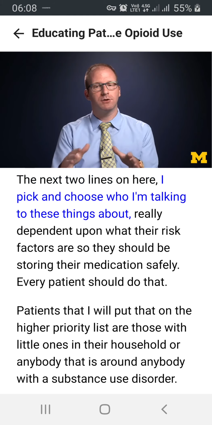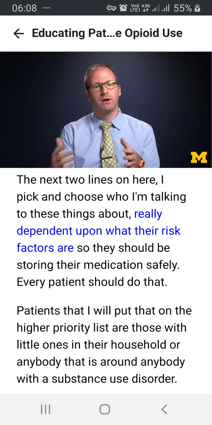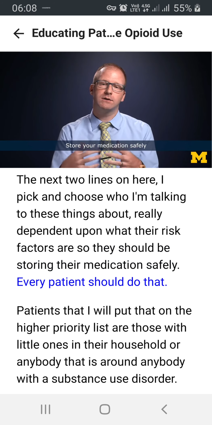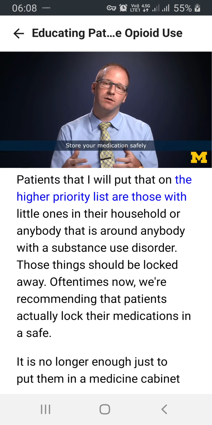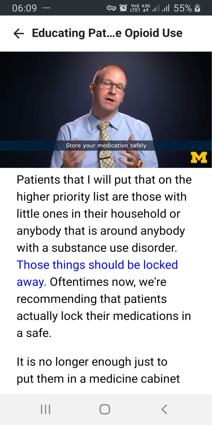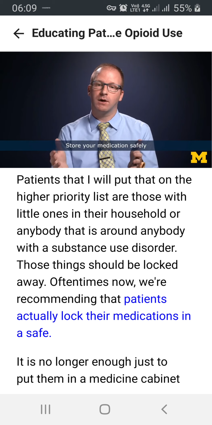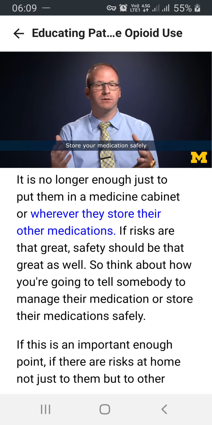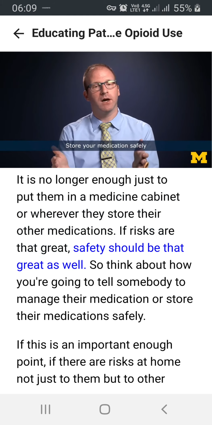The next two lines on here, I pick and choose who I'm talking to about these things, really dependent upon what their risk factors are. So they should be storing their medication safely. Every patient should do that. Patients that I will put on the higher priority list are those with little ones in their household or anybody that is around anybody with a substance use disorder. Those things should be locked away. Oftentimes now we're recommending that patients actually lock their medications in a safe. It is no longer enough just to put them in a medicine cabinet or wherever they store their other medications. If risks are that great, safety should be that great as well.